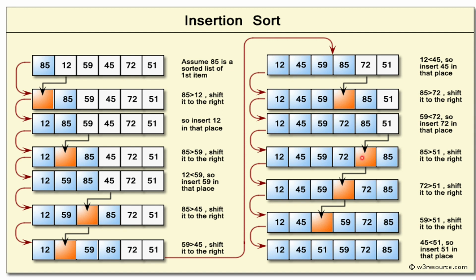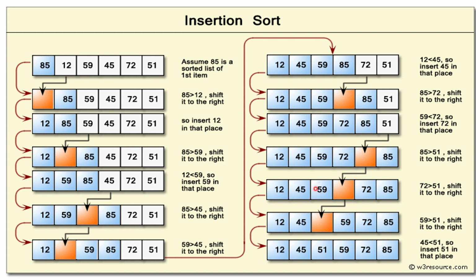Now 51 is at this position, and we again compare 51 with its previous element. When we compare its previous element, that is 72, we see here 72 is larger than 51, so we again shift the 72 to the right side. When we shift the 72 to the right side and store the 51 in this place, we again compare the 51 with its previous element, that is 59. We again see that 59 is larger than 51.